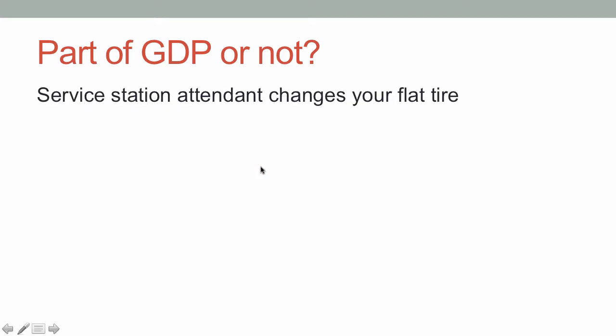product. What about if you go to the service station and they change your flat tire for you? Yes, that would be part of the GDP. You are a consumer, they're giving you a service, charging you probably for that service. If you go to Les Schwab, not, but there you go.